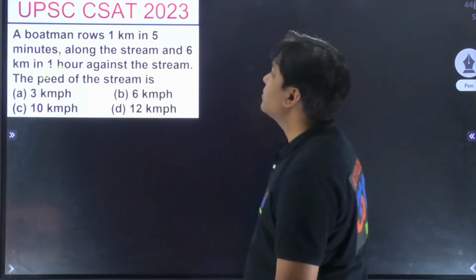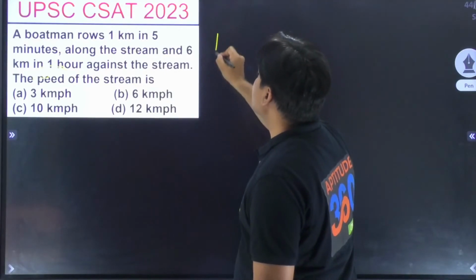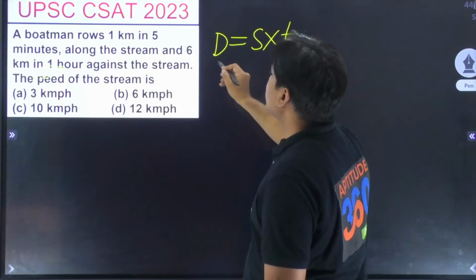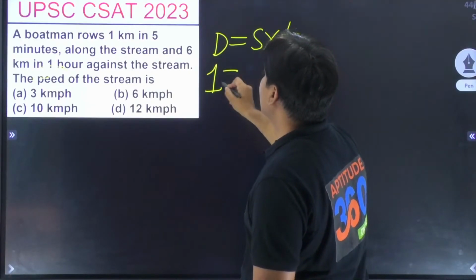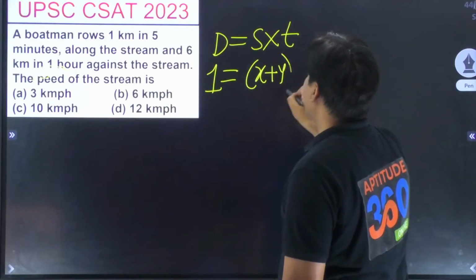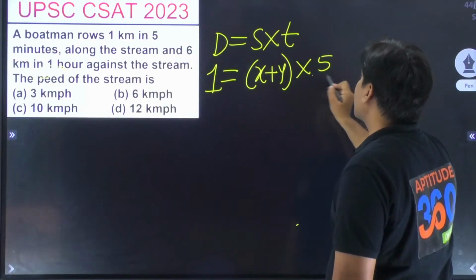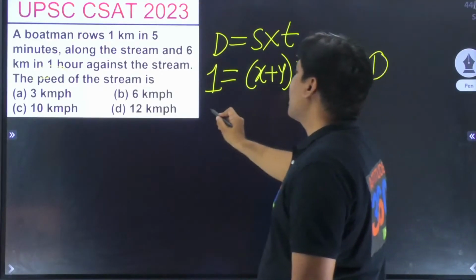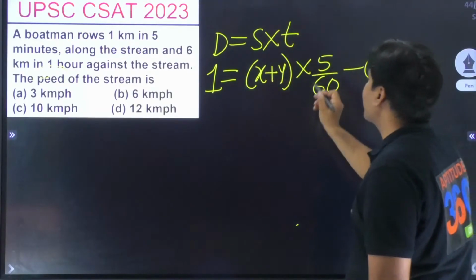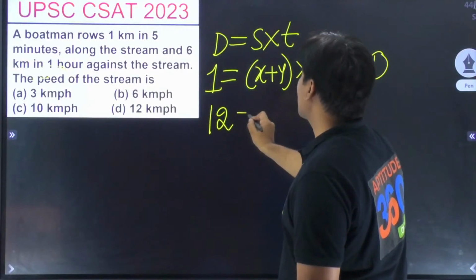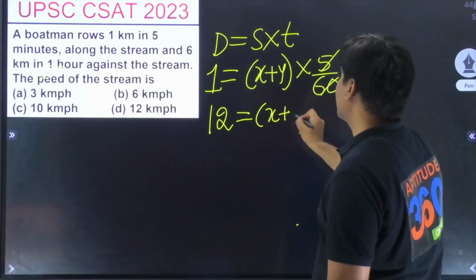It says 1 kilometer. So distance is equal to speed into time. What is the total distance? It is 1. Speed is x plus y. And the time, 5 minutes, we will convert. That is equation number 1. We can write this as 1 by 12. So 12 goes on this side. So 12 is equal to x plus y. That is what we have.